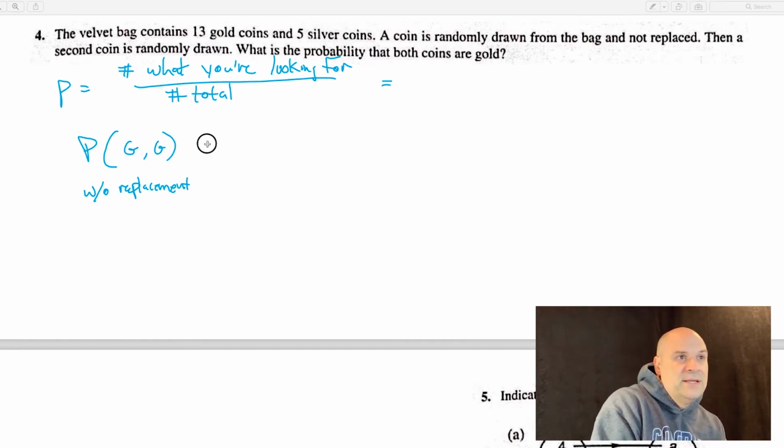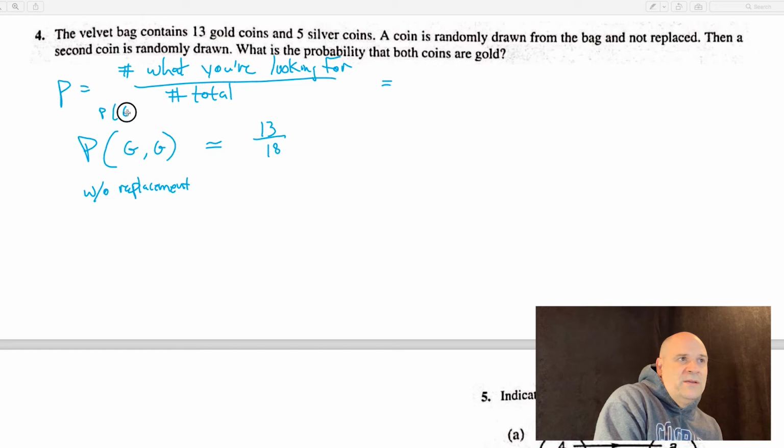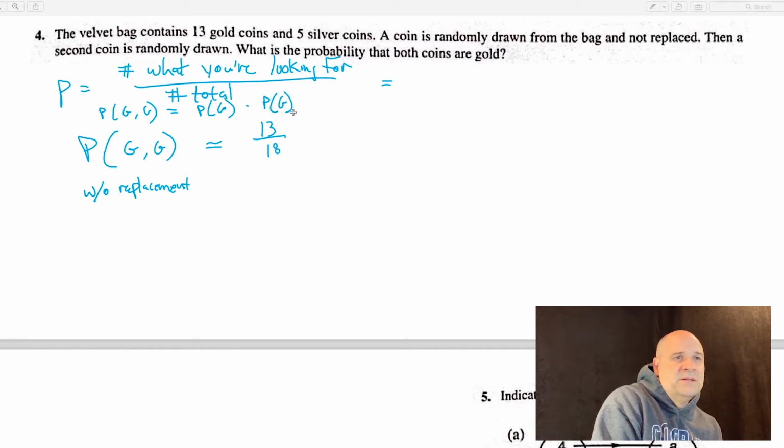So let's see what that is. How many gold coins and how many total? There's 13 out of a total of 13 plus 5, which is 18. So that's the first draw. Remember, when you are trying to find the probability of two independent events happening, it's just the product of those single events happening. So probability of G times probability of G.